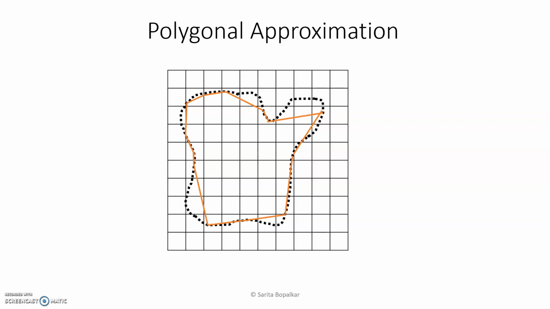Now we want the unique representation of this boundary, so we need to add some restriction, or we can say we need to decide some criteria to get a unique solution or unique representation of this boundary by a polygon. Different polygon approximation techniques are available. Here in this video we are discussing 3 different techniques. The first one is the minimum perimeter polygon.